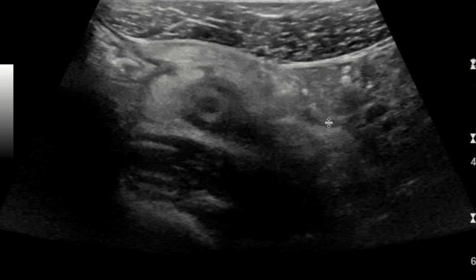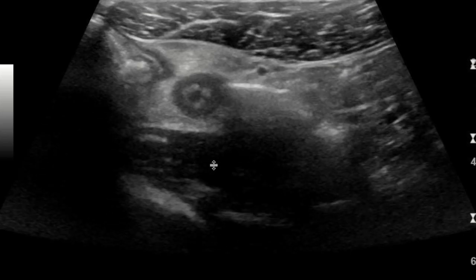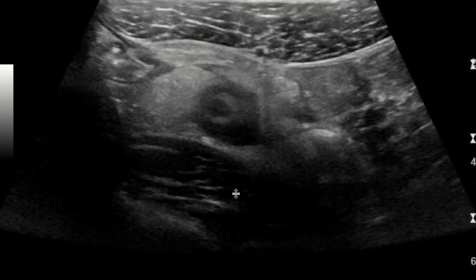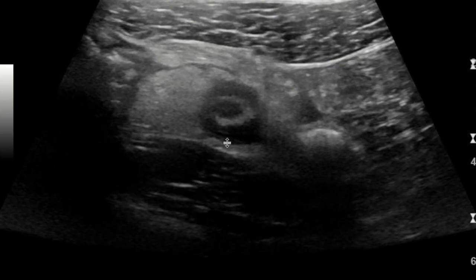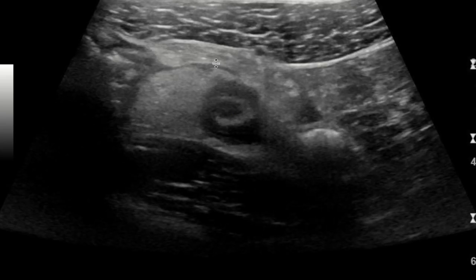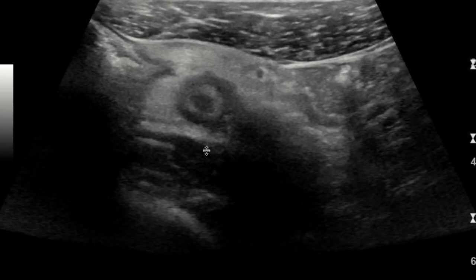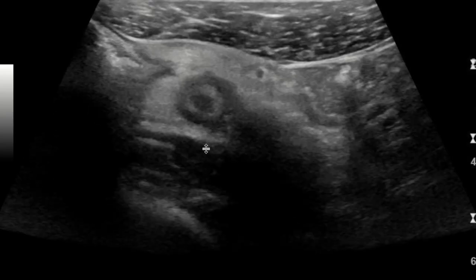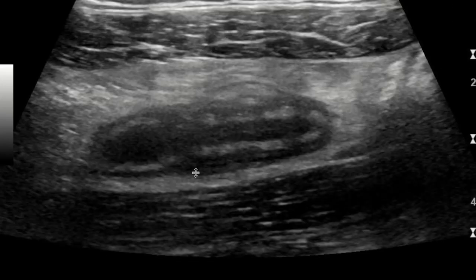The other thing I wanted to point out as well is if you look at the fat surrounding the appendix, it is quite bright. An echogenic fat is a sign of periappendiceal fat being inflamed. And you can see a small amount of fluid as well tracking within the periappendiceal fat. So echogenic fat is a sign of inflammation and something to look out for.